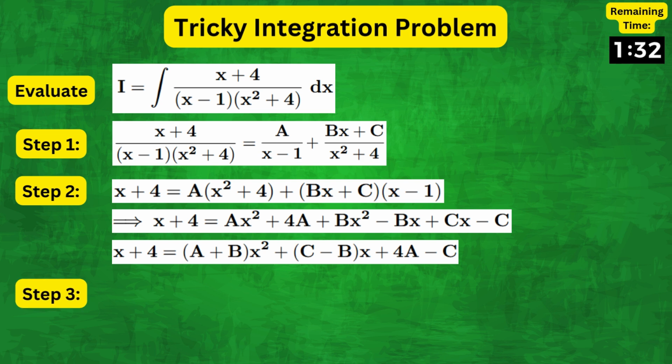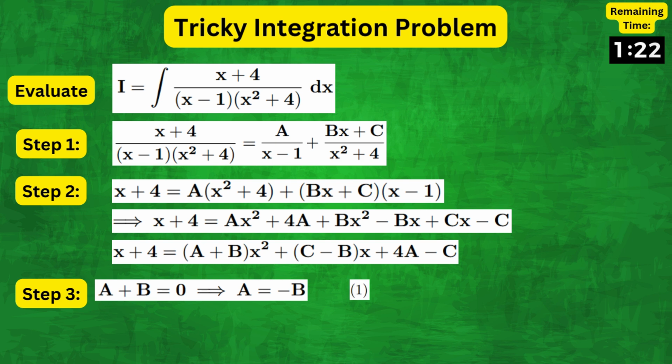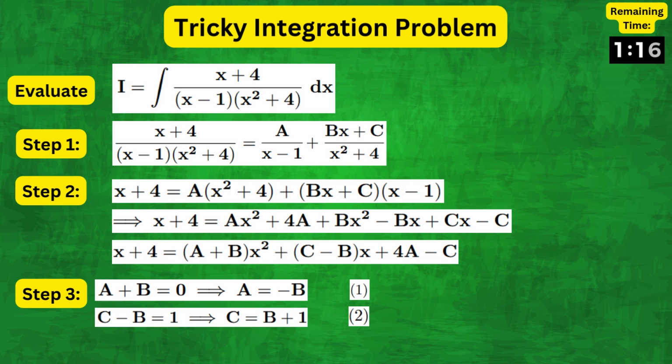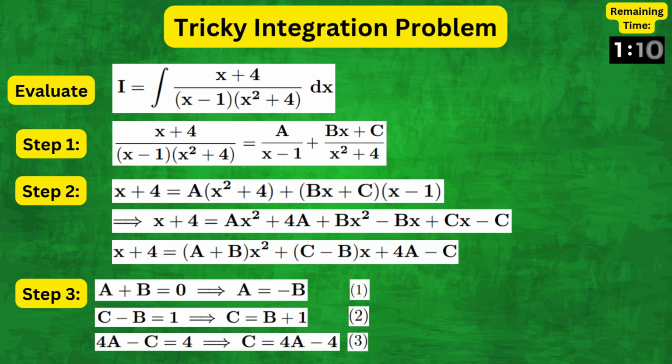Then, comparing the coefficients on both sides, we observe that since there is no x squared term on the left, a plus b must be 0. Therefore, a equals minus b. Similarly, c minus b equals 1, and therefore c equals b plus 1. And finally, 4a minus c equals 4, and therefore c equals 4a minus 4.